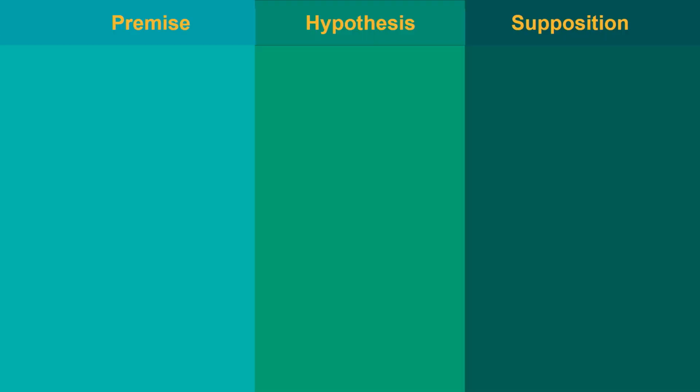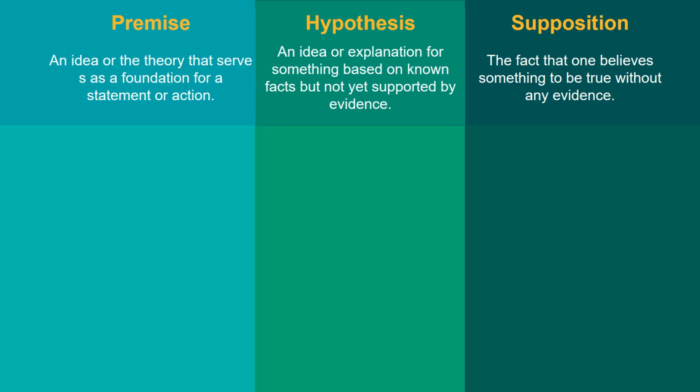Difference between premise, hypothesis, and supposition. An idea or theory that serves as a foundation for a statement or action is known as a premise. An idea or explanation for something based on known facts but not yet supported by evidence is known as a hypothesis. The fact that one believes something to be true without any evidence is known as supposition.